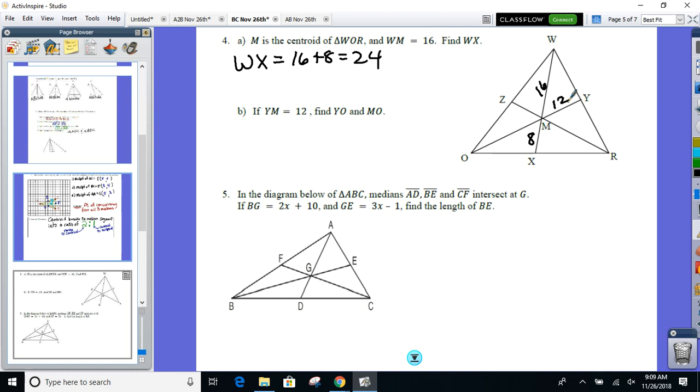Find the length of YO and MO. Well, let's start with MO. The part I gave you, the YM, is that the 2 or the 1 part? It's the 1 part because it's from centroid to midpoint. So what's the length of MO? If that's the 1 part and I'm looking for the 2 part, that should be 24, double it. For a total length of YO, 36. Ask away.